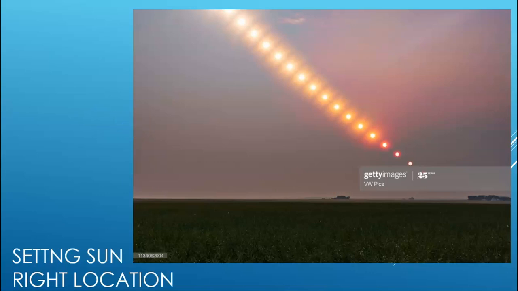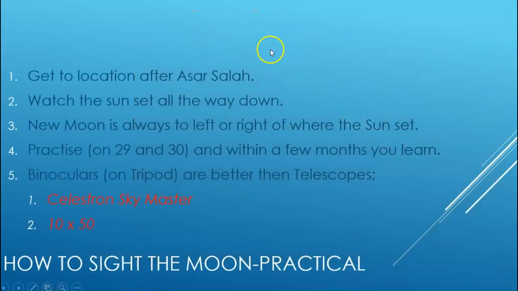You have to wait because the sun is bright and the new crescent is usually very thin and not very bright. The new moon is usually on the left of the setting sun. It can also be on the right, depending on your location on Earth. But if you're in Europe or United States, left is a good place to start. You want to go to your location on the 29th and try to sight the moon.